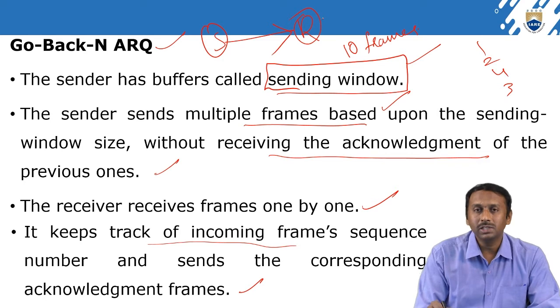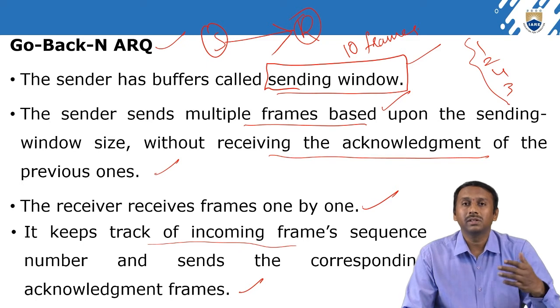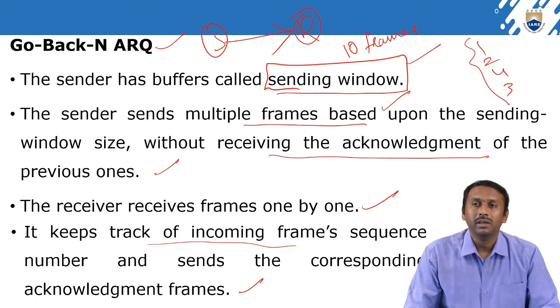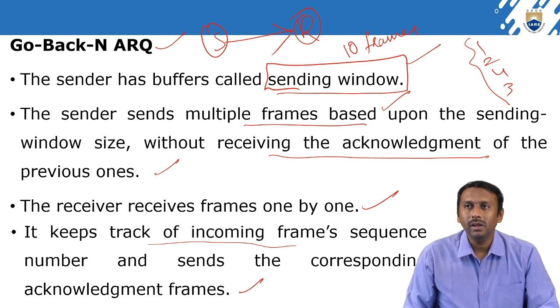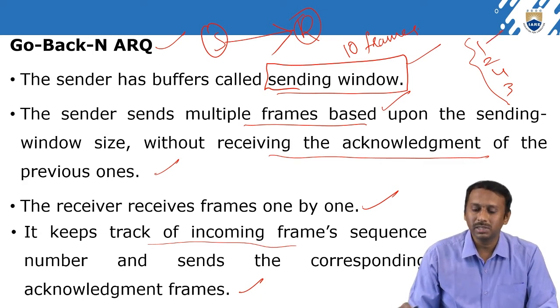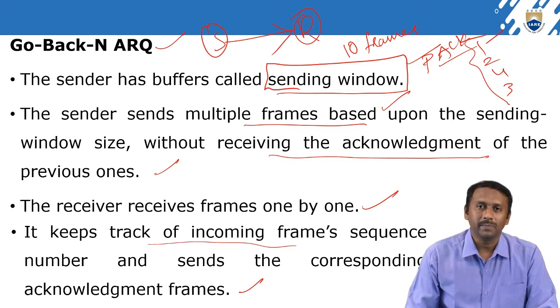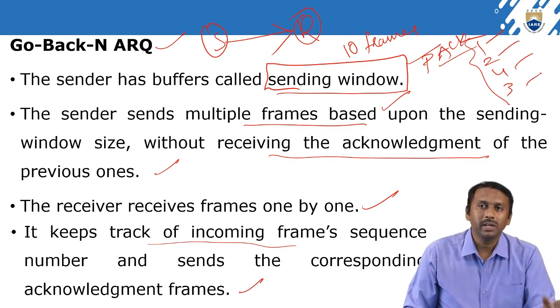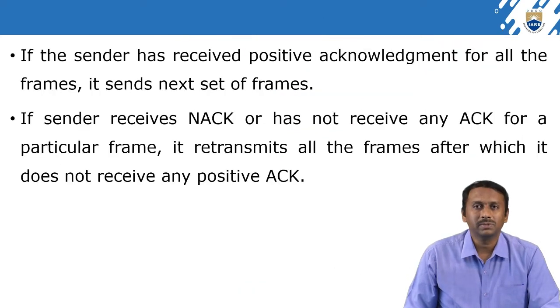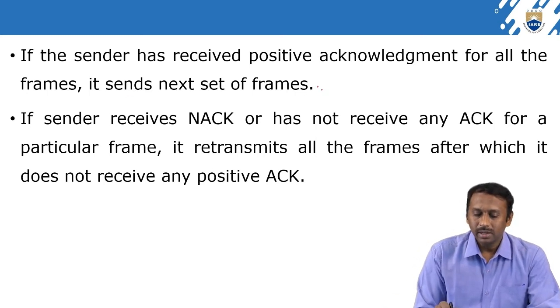Again, what the receiver will do is arrange all the sequence numbers and check whether all the frames are received or not. After receiving, the receiver will send an acknowledgement for the first frame received, a positive acknowledgement, to the sender. Next the second frame, third frame, fourth frame, like this the acknowledgements are transmitted from the receiver to the sender. If the sender has received positive acknowledgement for all the frames, it sends the next set of frames.